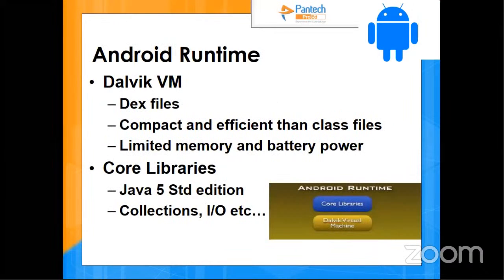Then Android runtime has two major parts. One is the Dalvik virtual machine, another one is the core libraries. The Dalvik virtual machine, you already know, converts our .class file into an APK format file. Core libraries means Java core libraries. If we need to access any information from the Java core files, we can easily access it. Those OOPS concepts, all those things we can easily access from this Android runtime part.